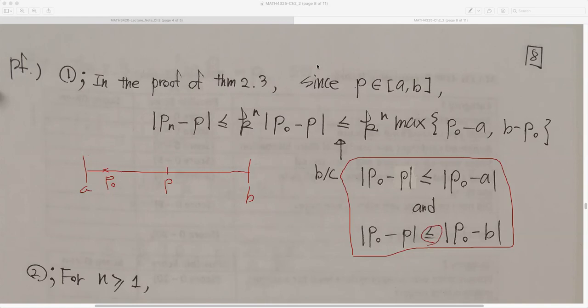So let me use another color. Yeah, P0 is right there. Let's say P0 is right there. Okay. Then definitely the distance from P0 to P must be greater than the distance from P0 to B. So the second inequality is not true, but this first inequality is true. So either way, one of them is true, right? Does it make sense? So we choose the maximum. So if we choose the maximum, in that case, P0 is right there, so that's not true.